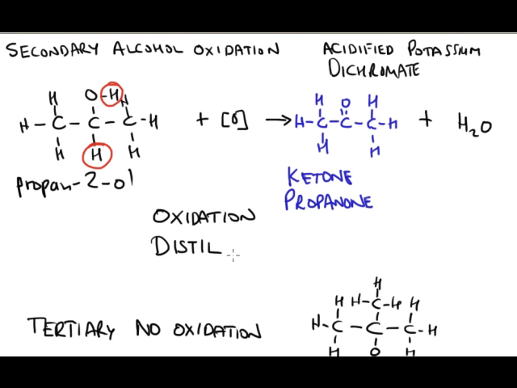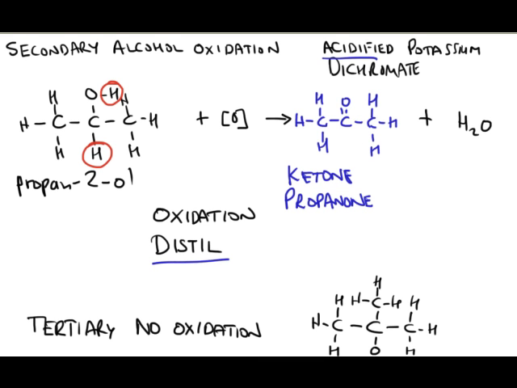So we distill, we still have acidified potassium dichromate. You only get this product, you can't oxidize this any further. There's not an H here to put the oxygen in. You can't break this carbon-carbon bond to put an oxygen in the middle. So that is the only product of a secondary alcohol oxidation with potassium dichromate.